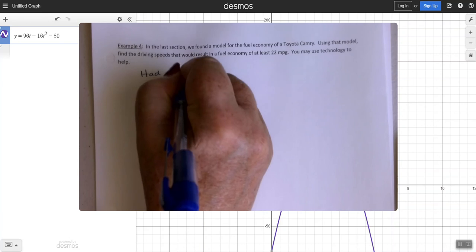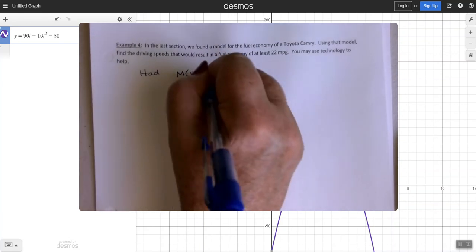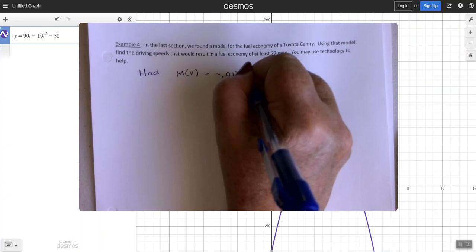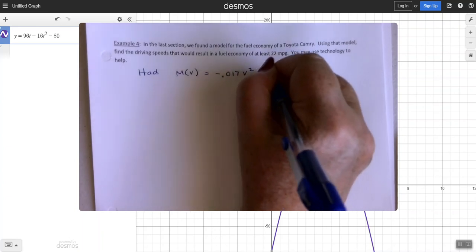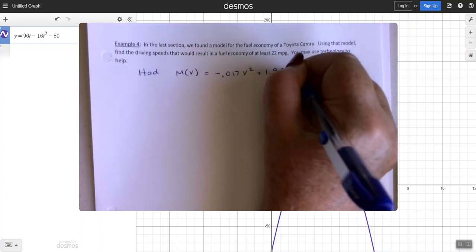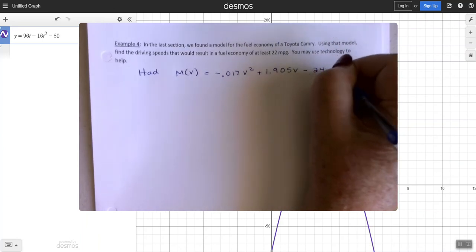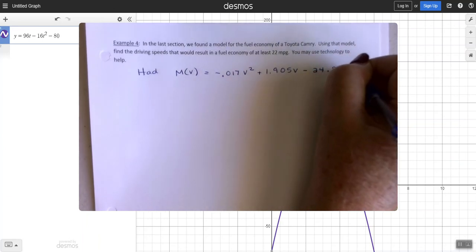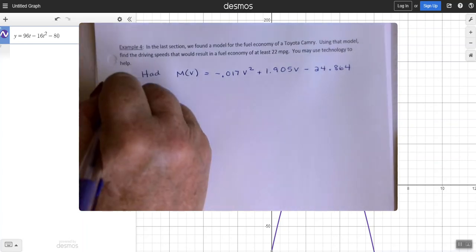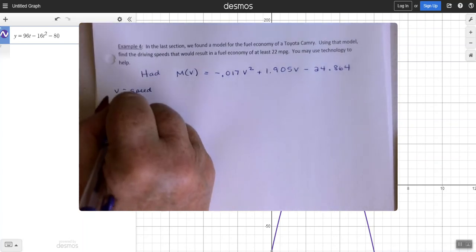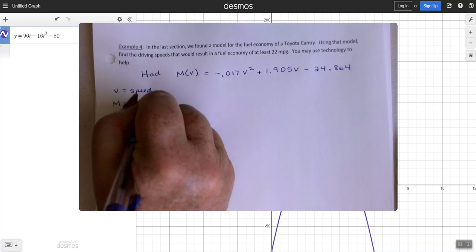We had m of v was negative 0.017 v squared plus 1.905 v minus 24.864, where v was our speed and m is the fuel economy.